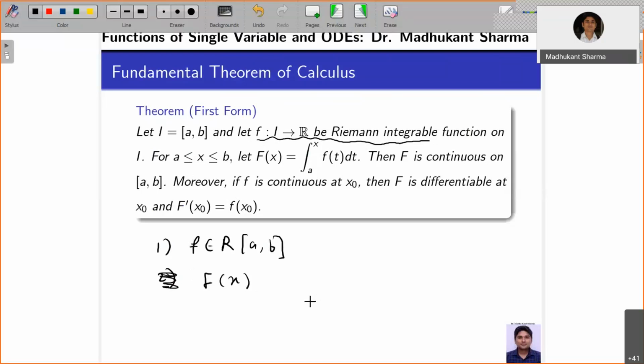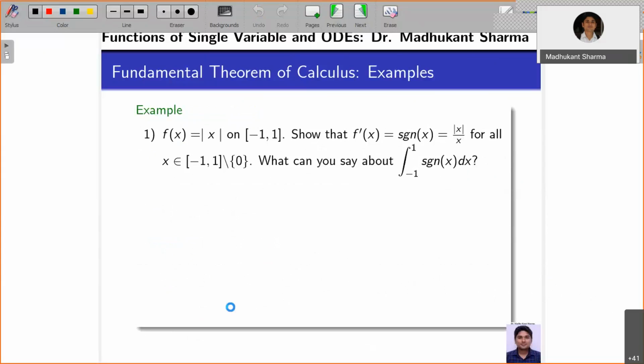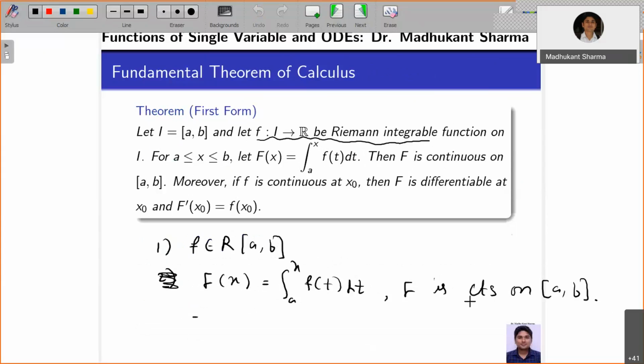Right now there is no more condition attached. F of x is defined as the integral from a to x of f of t dt. Then capital F is continuous on the closed interval [a, b]. So just now you have seen that if a function is continuous on a closed and bounded interval, then it is Riemann integrable. So capital F is also Riemann integrable.